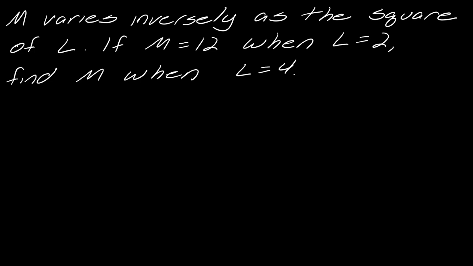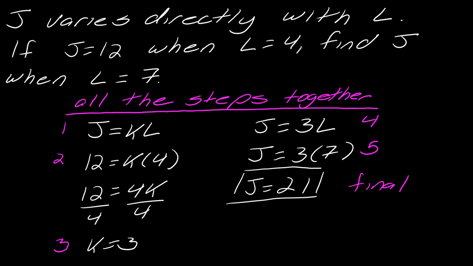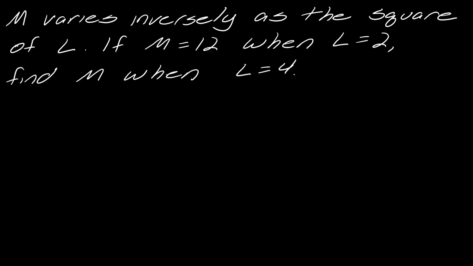Okay, so now I want to follow this much shorter format. I will put numbers next to it just so you can see what step I'm following. Starting with the first step, I need to state the general variation equation. This says m varies inversely as the square of L. Remember, that's the square, not the square root. So there's my general variation equation. Now I need to plug in the information that I know. It says if m equals 12 when L equals 2.